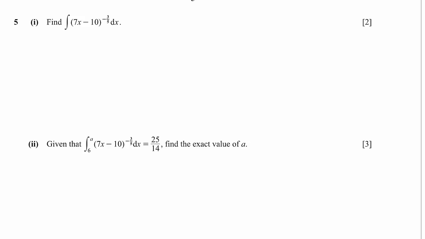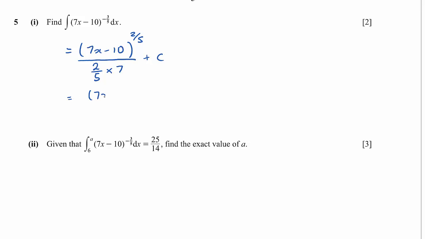So we want to find the integral of (7x − 10)^(−3/5). So that's going to be 7x − 10, with −3/5 add 1 being 2/5. Then we need to divide that by both 2/5 and the differential of the inside. Don't forget to add a constant.